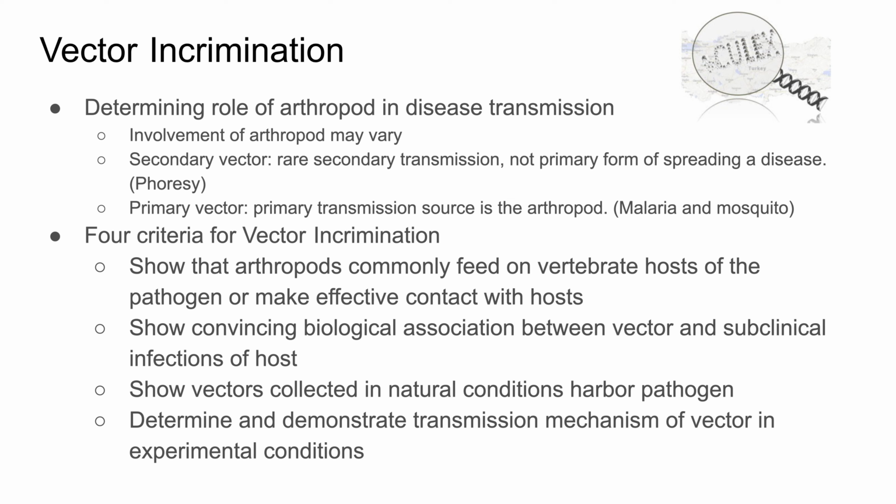And we have to be able to determine and demonstrate the actual mechanism of transmission of the vector in some type of experimental condition. So we have to show that when a mosquito bites someone, they actually inject a virus or a plasmodium or a bacteria, whatever it may be. Whatever disease-causing agent, we have to be able to show that mechanism of transmission. How does the vector transmit the disease to the host? We have to not only be able to figure it out, but we have to be able to show it, and show it in laboratory conditions.